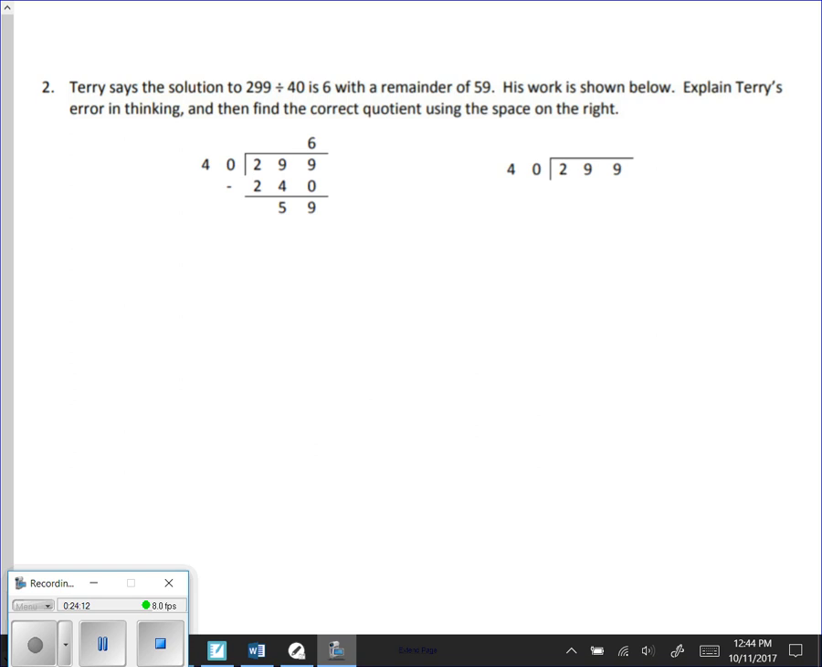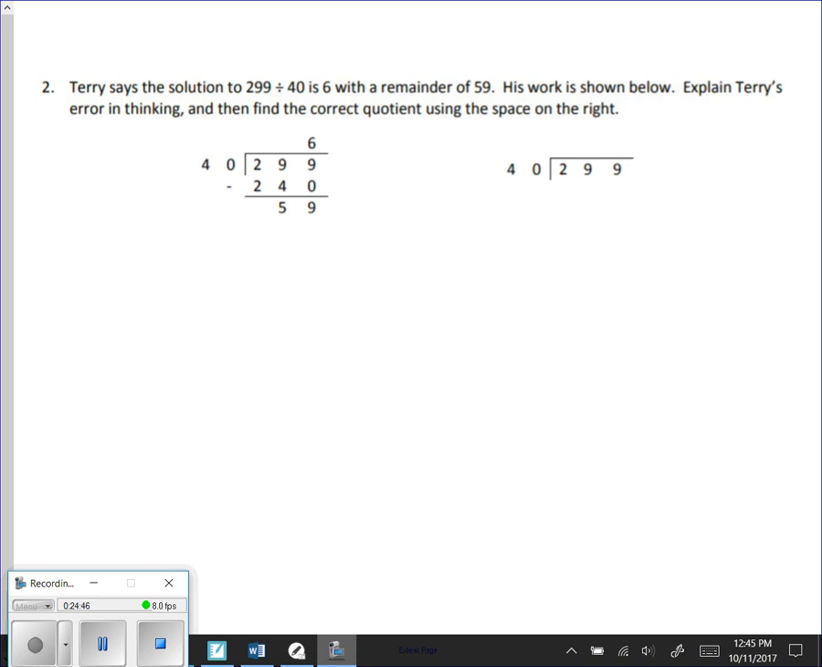Terry says the solution to 299 divided by 40 is 6 with a remainder of 59. His work is shown below. Explain Terry's error in thinking and then find the correct quotient. What is a quotient? The division answer. Find the correct quotient using the space on the right.